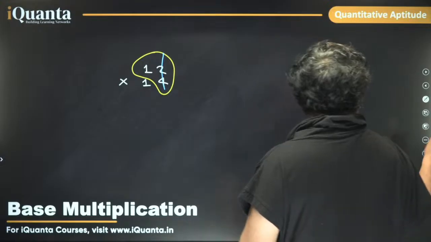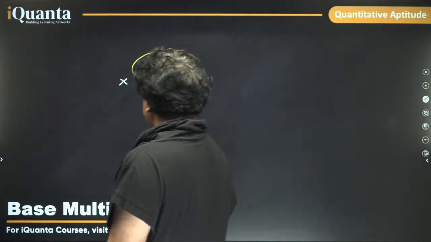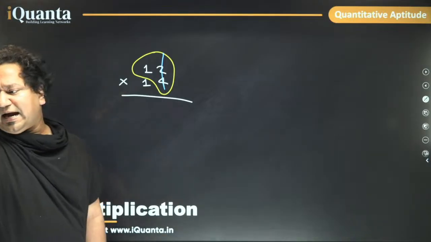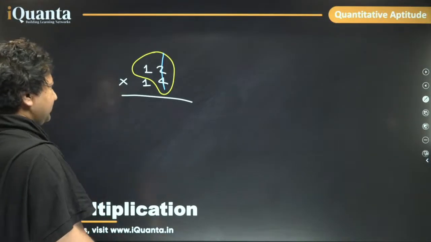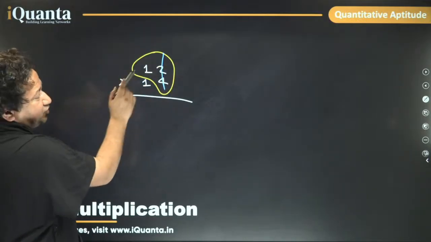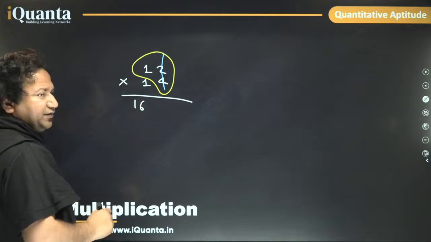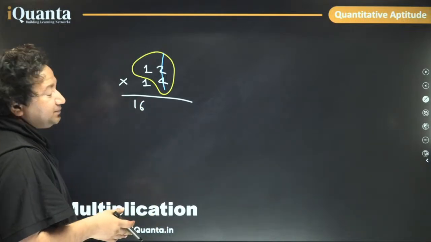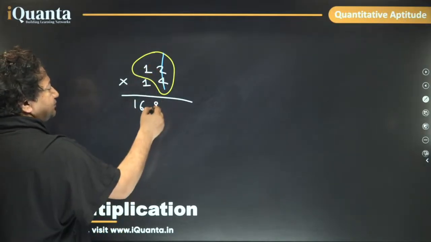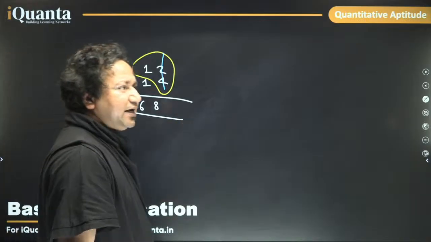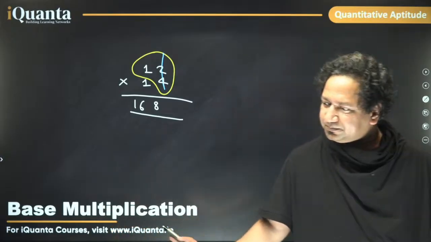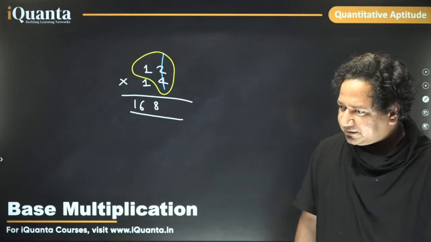Now, I need to multiply 12 and 14. I'll imagine the map of Africa like this and the river Nile. Whatever is inside the continent, we will add that. So, 12 plus 4 is 16. And whatever is on the river Nile, we'll just multiply that, like 2 into 4. That's 8. And that's the answer. Done. That's it.